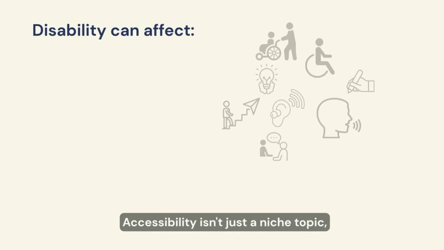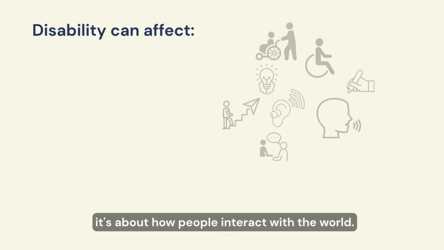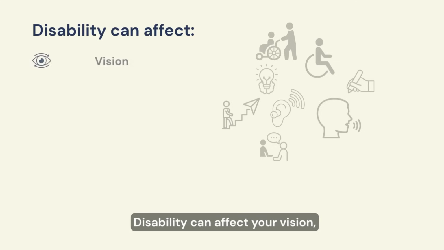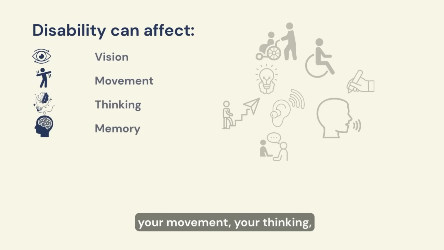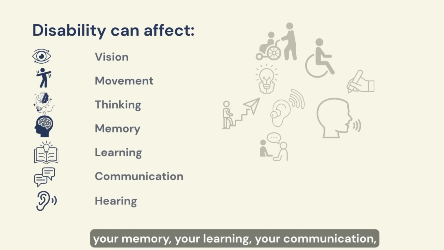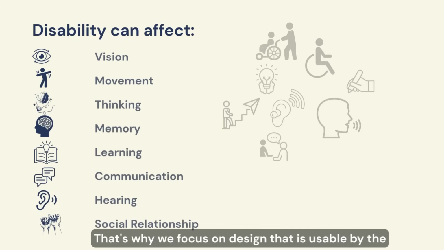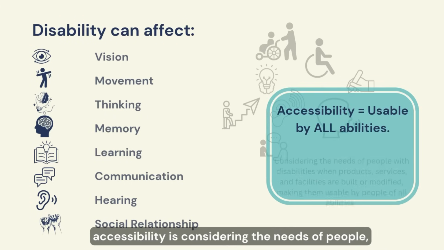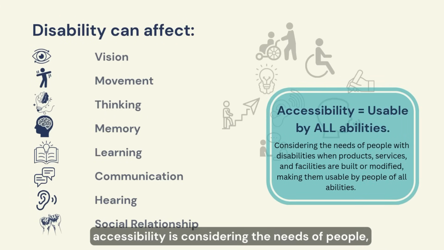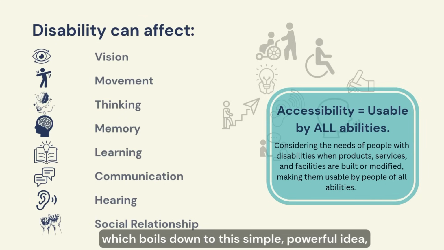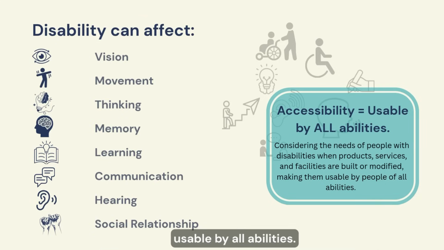Accessibility isn't just a niche topic, it's about how people interact with the world. Disability can affect your vision, your movement, your thinking, your memory, your learning, your communication, your hearing, and your social relationships. That's why we focus on design that is usable by the broadest range of people. According to one definition, accessibility is considering the needs of people, which boils down to this simple, powerful idea: usable by all abilities.